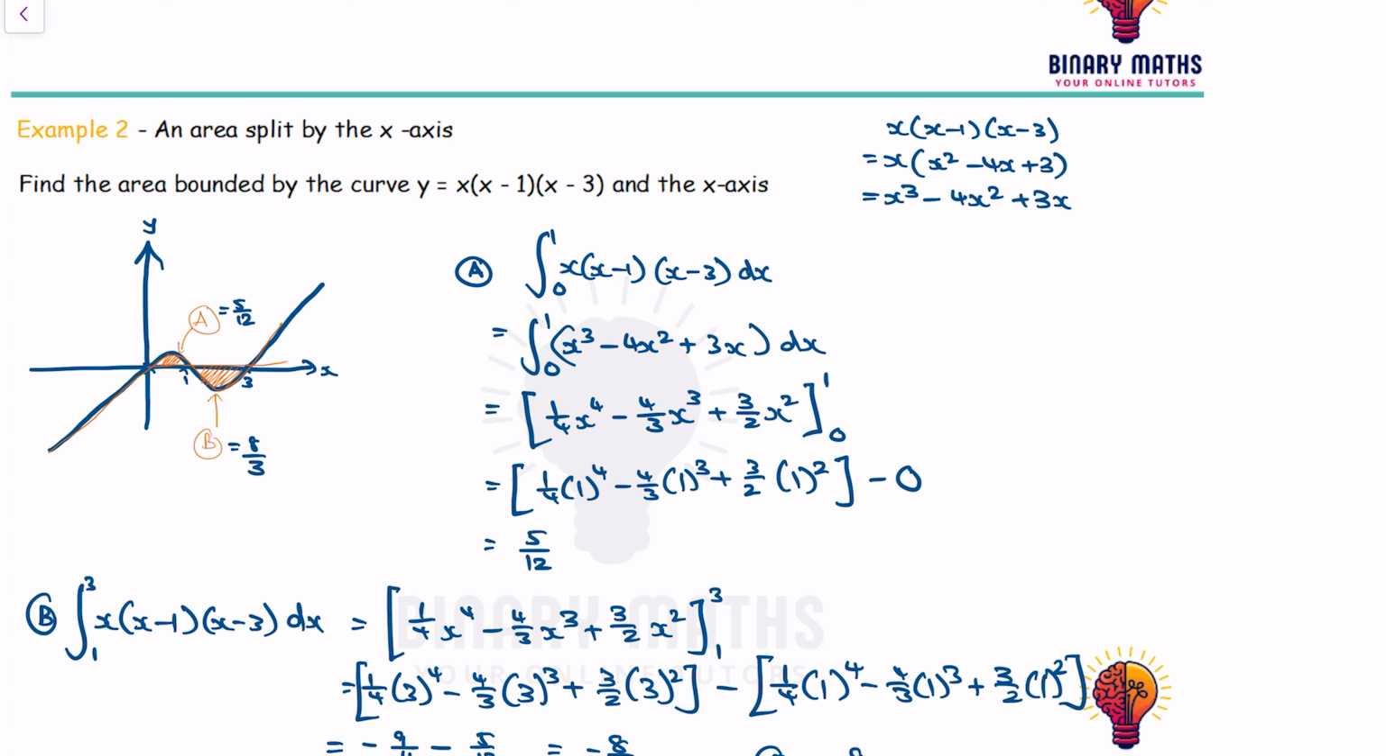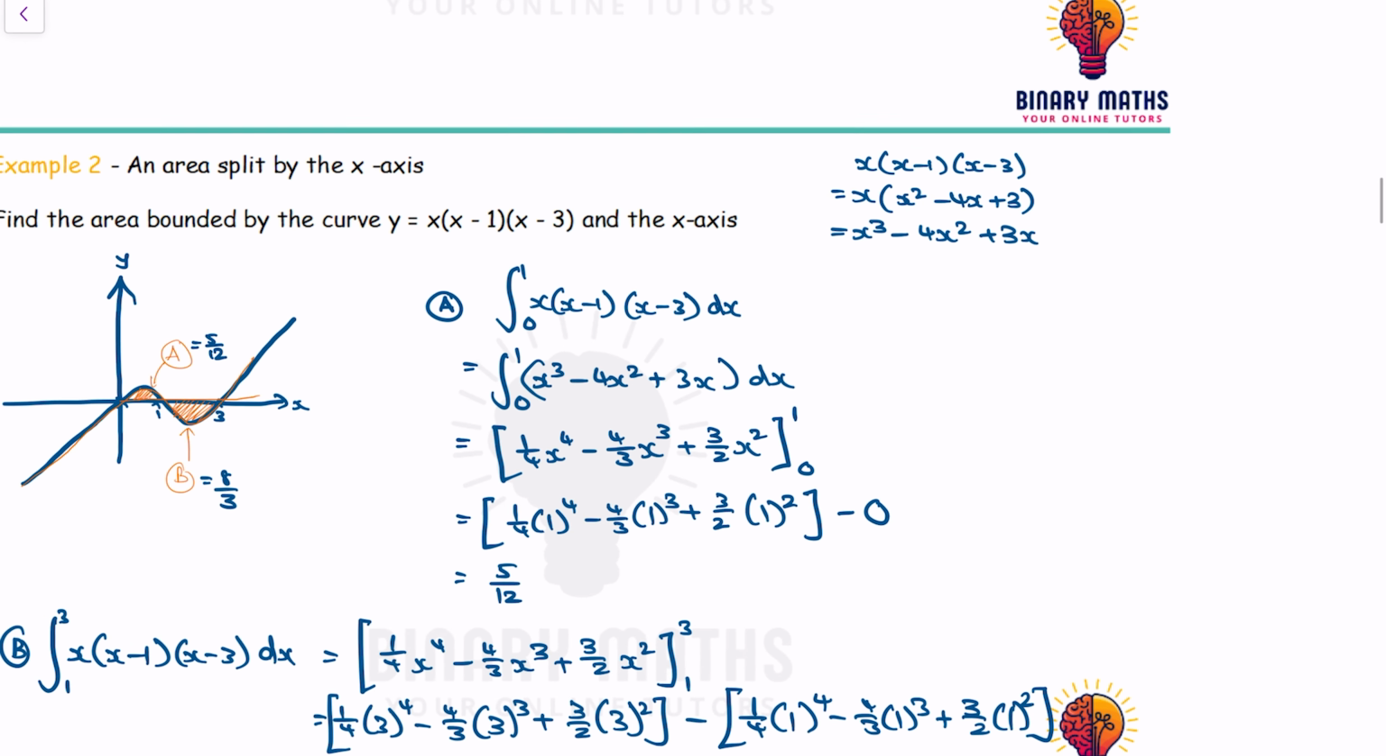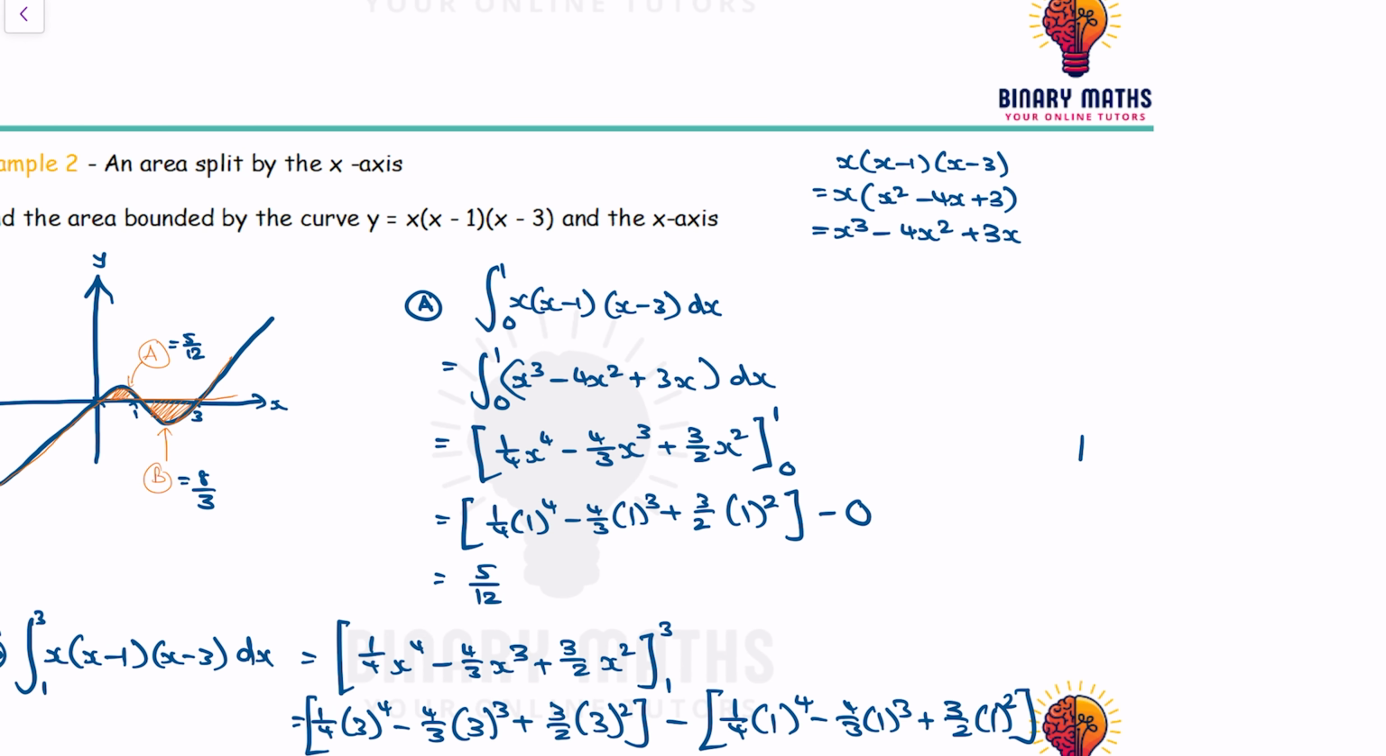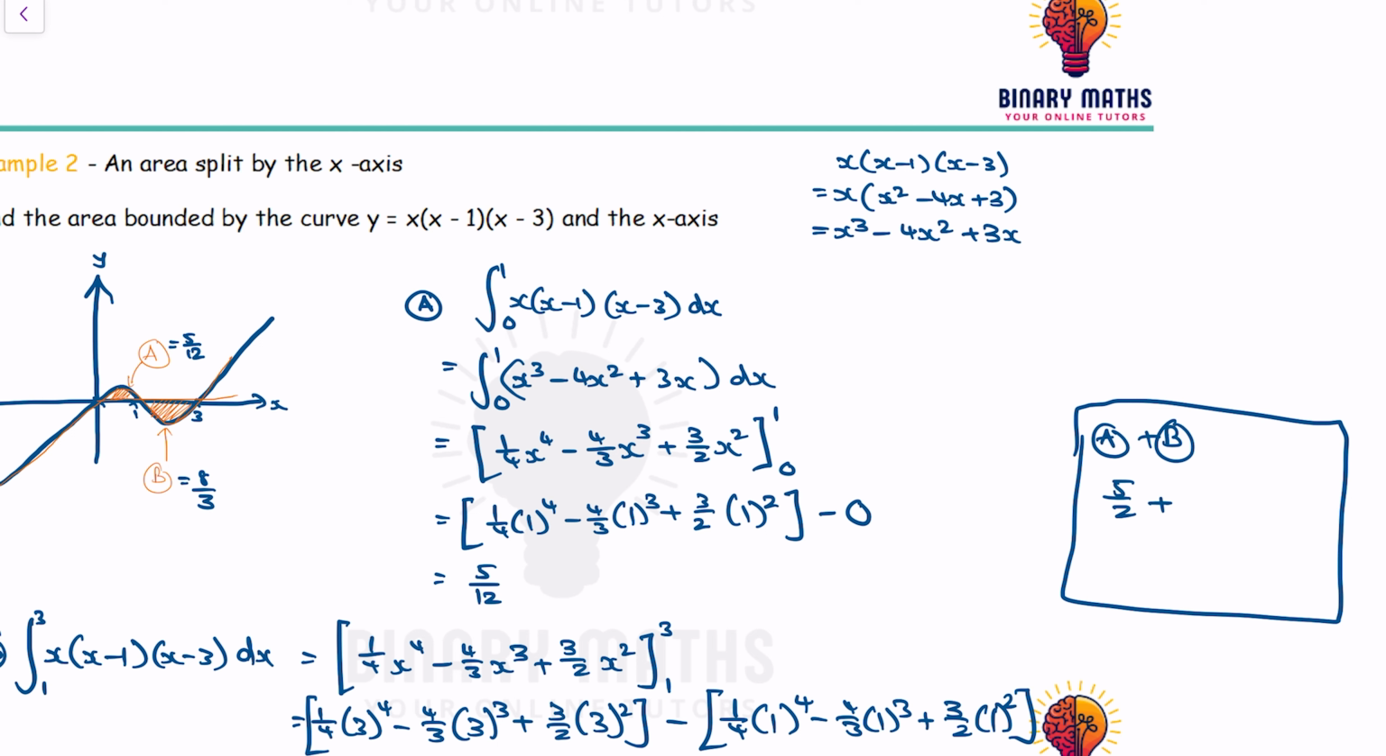So the full answer, let's just put it here, is A plus B, which is equal to 5 over 12 plus 8 over 3, which is equal to 37 over 12. Okay, that is your final answer. 37 over 12 is your final answer.